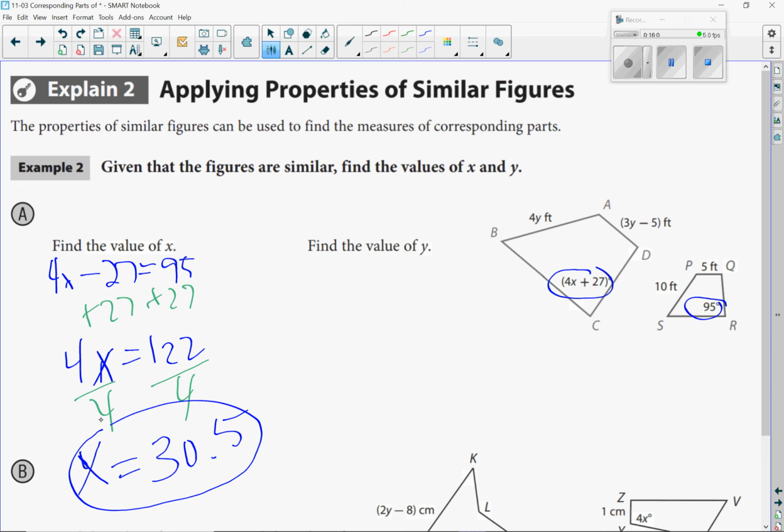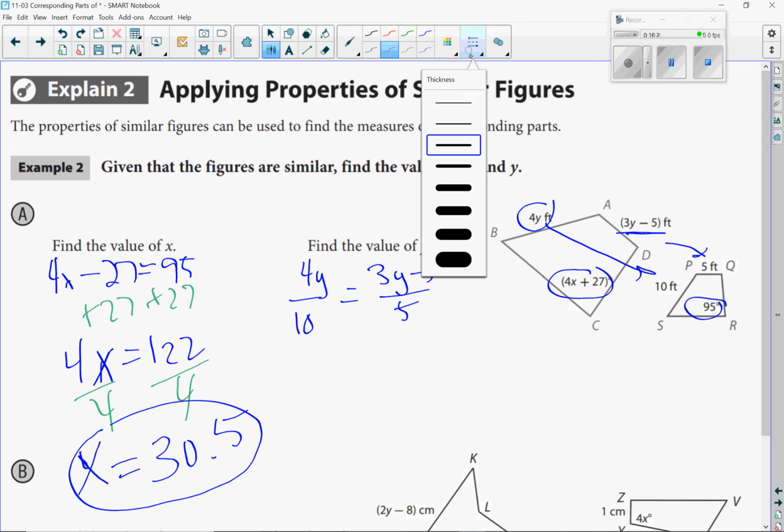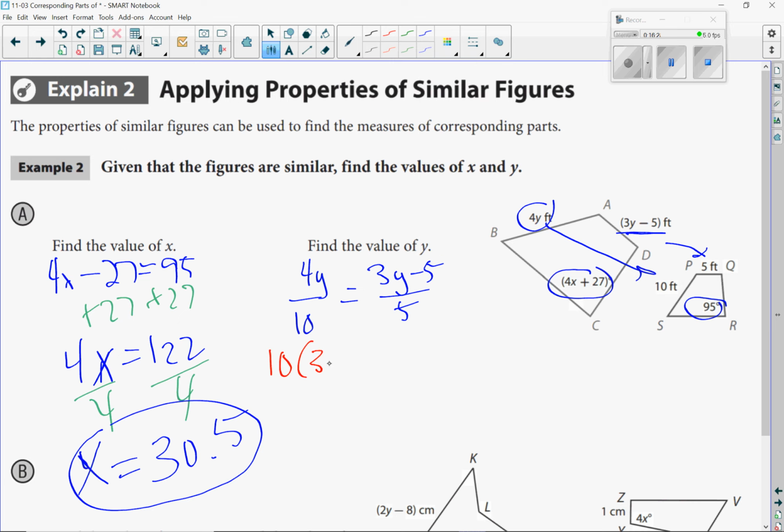Okay, and then let's do this. Match up corresponding parts to do the side lengths. 4y matches up with 10, so I can write 4y over 10 has to equal 3y minus 5 over 5. Okay, I'm going to cross multiply. All right, this is going to be 10 times 3y minus 5. This is going to be 5 times 4y. So over here, that gives me 30y minus 50. I've distributed that 10 through the parentheses, and then 5 times 4 gives me 20y.